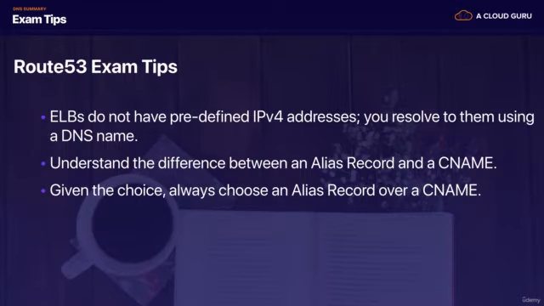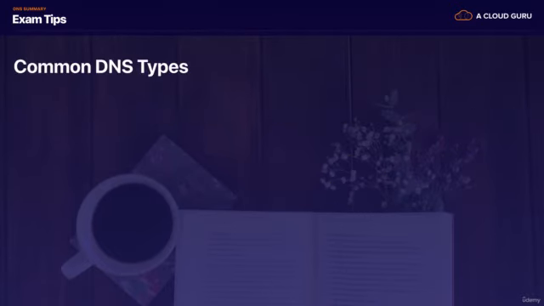Given the choice between an alias record and a CNAME in an exam scenario, I would always choose alias. Most of the time Amazon are going to be asking things like your naked domain name. You need to map your naked domain name or your zone apex record to an S3 bucket. What should you be using, a CNAME or an alias record? Well, you want to be using an alias record. And we're going to see how to do that in the serverless section of the course.